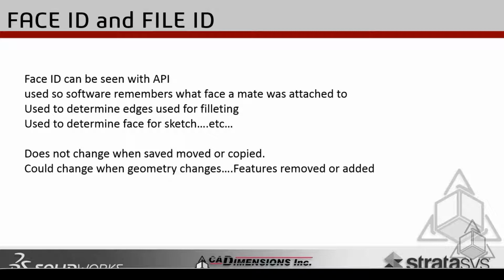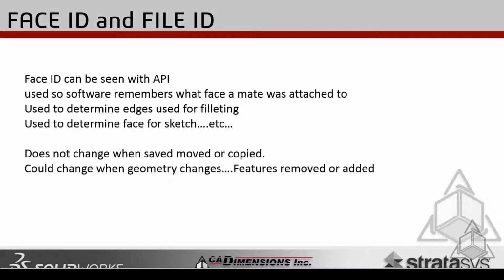What happens with a face ID when you create geometry? SolidWorks assigns a number, a value to every face and edge of that model itself. Now those faces and edges are what you use to add fillets, to sketch on, to mate to other components. The problem with face IDs is they change depending on the geometry changes that you make, when features are added or removed. But they do not change when you save, move, or copy a part.